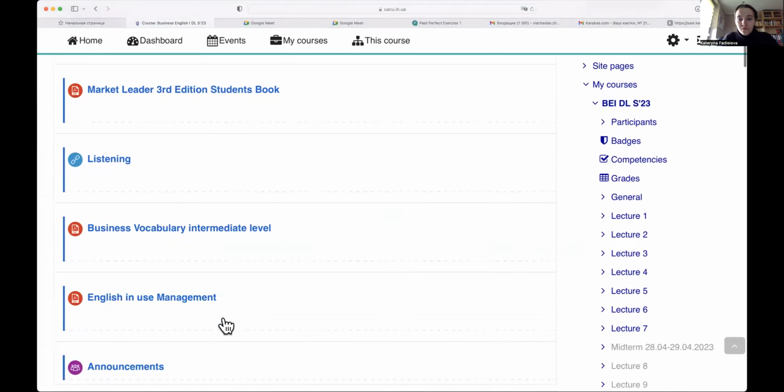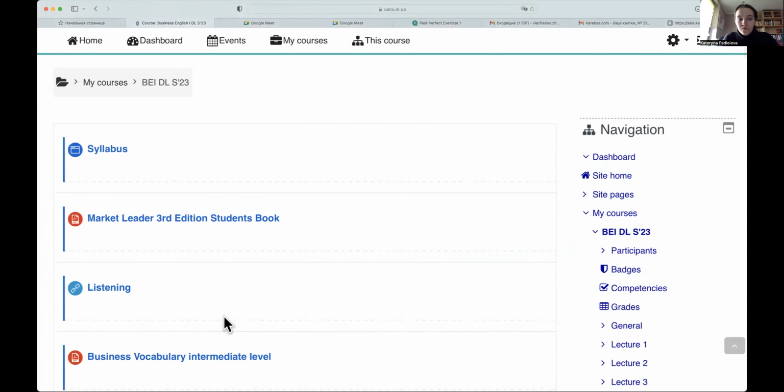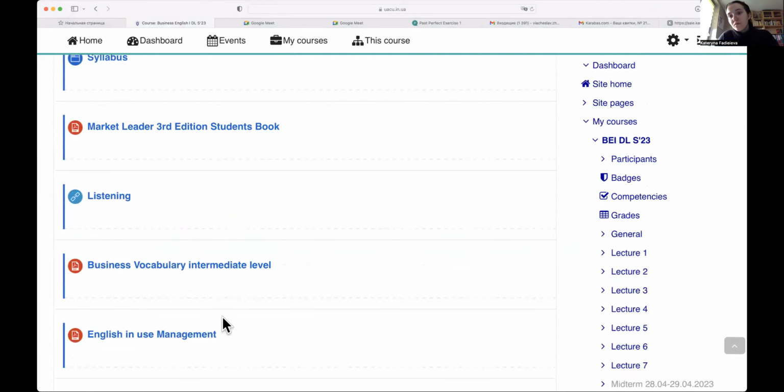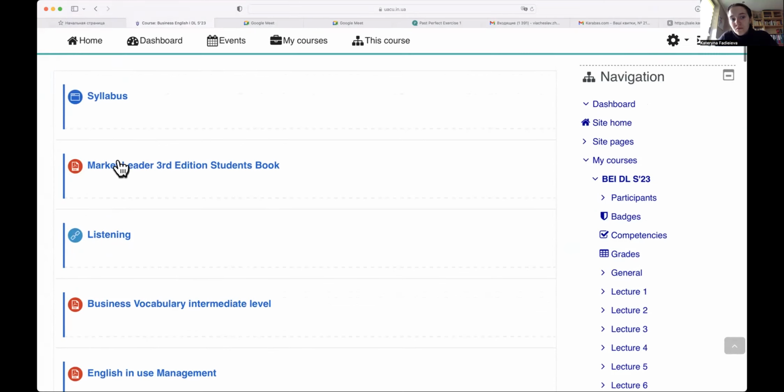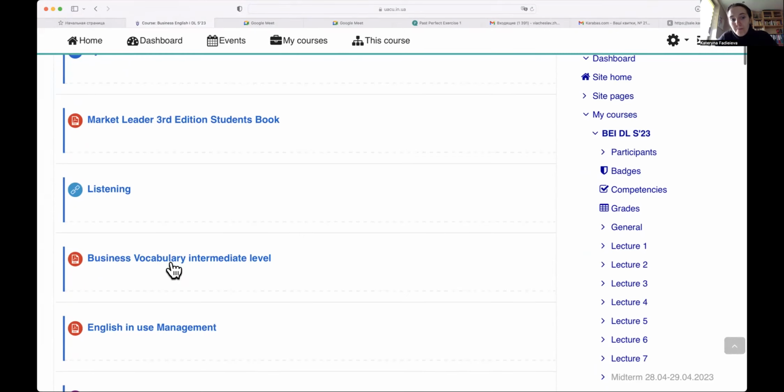If the task says that you have to work with a book, it usually says what book to use. If there's no information on what book to use, the default is Market Leaders. It's our main book, that's why it's first, just after the syllabus. Sometimes it says to use English Vocabulary or Business Vocabulary for intermediate level, but usually these books are used as auxiliary books.